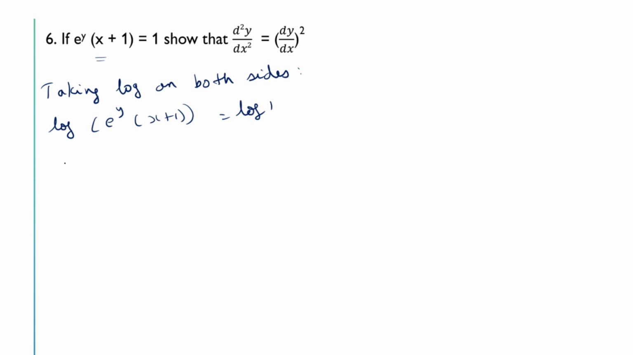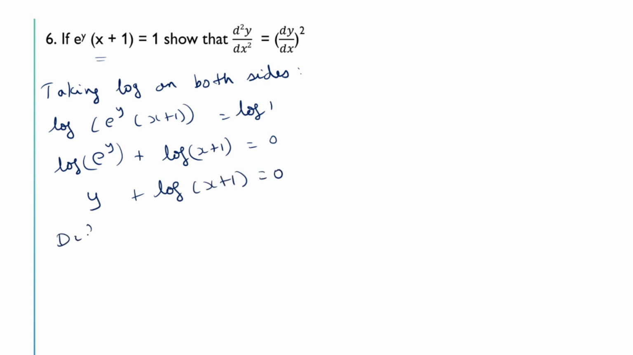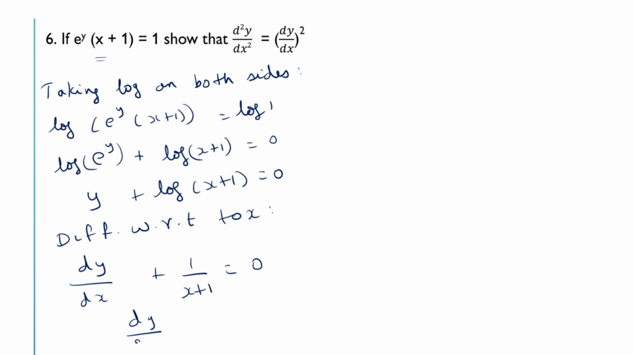Here it is the product of e raised to y and (x plus 1). So we can write log e raised to y plus log of (x plus 1) equal to 0, since we know that log 1 is 0. Here log of e raised to y is y, plus log of (x plus 1) equal to 0. Now differentiating both sides with respect to x, we get dy by dx plus 1 by (x plus 1) equal to 0, or dy by dx is equal to minus 1 by (x plus 1).